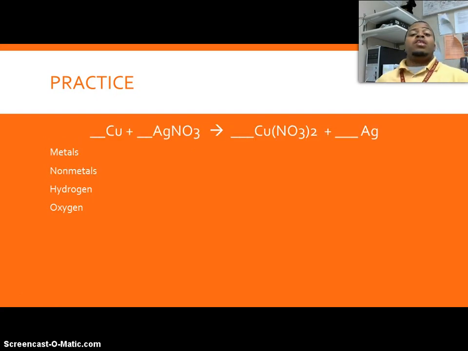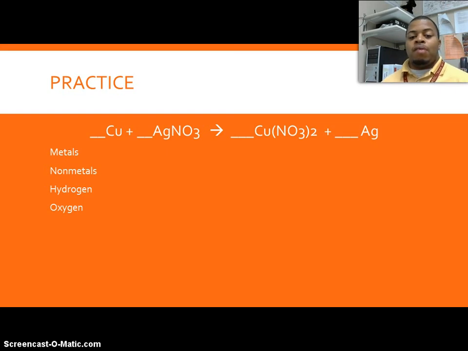So now we have a much larger equation. We see more parts to it, but we're still going to go through the same process. So starting off, we have our metals. Now, metals are going to be found again on the left side of the periodic table. So we have copper, which is a type of metal, and we have silver, which is a type of metal.